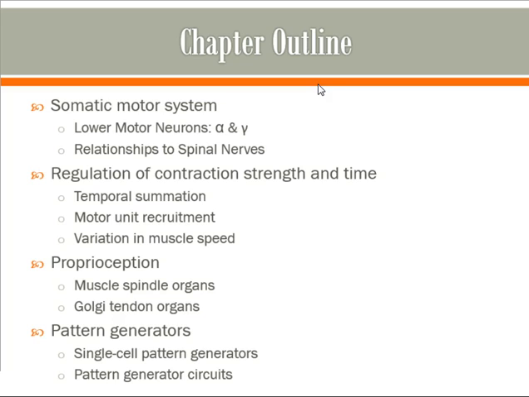So we're going to start with a discussion in general of the somatic motor system, which is the motor system designed or dedicated to controlling skeletal muscles. We will then talk about how we cause contraction to occur, and then how we regulate contractions at a nervous system level. So how do we regulate contraction strength and how long we contract? That includes a number of topics that are listed there.